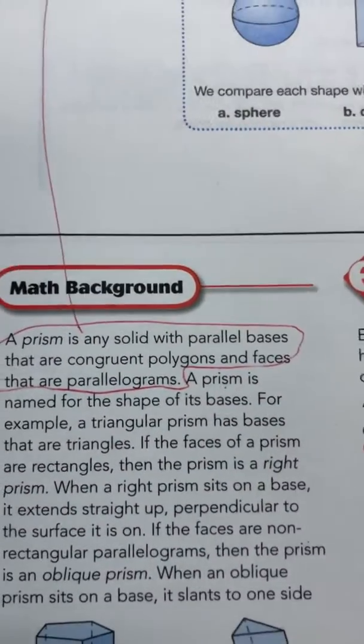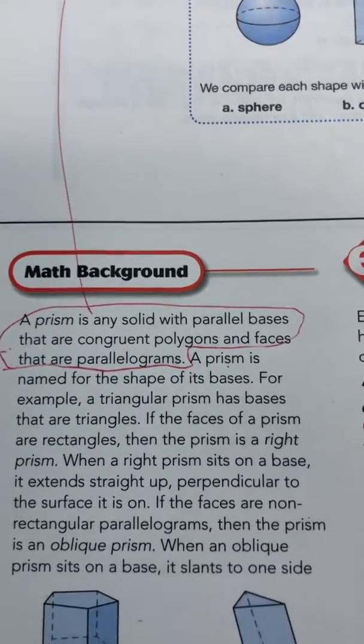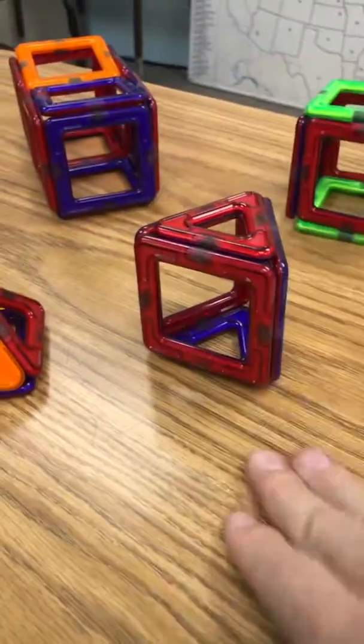A prism is named for the shape of its bases. For example, a triangular prism has bases that are triangles, okay? So that's why this is the bases. The triangle and the triangle are the bases. We think about the base being the bottom, okay? So triangular bases, okay? Those are prisms.